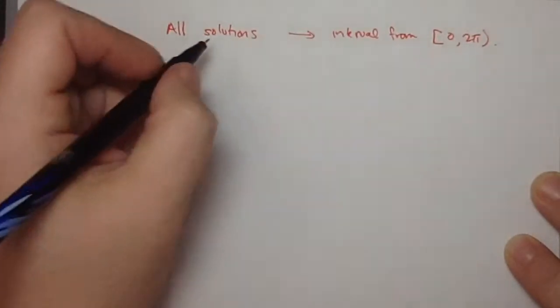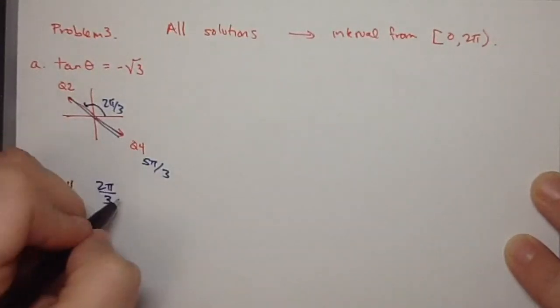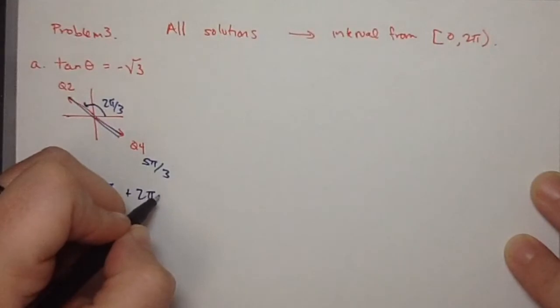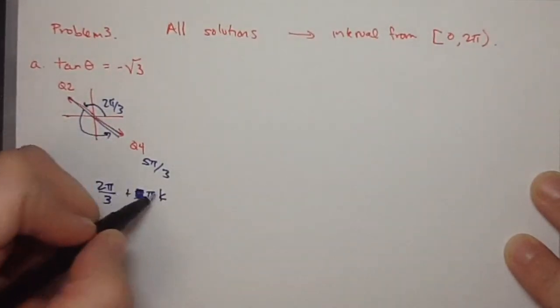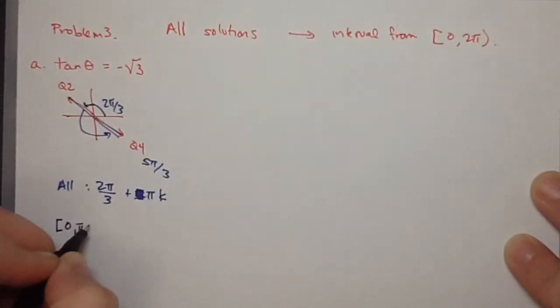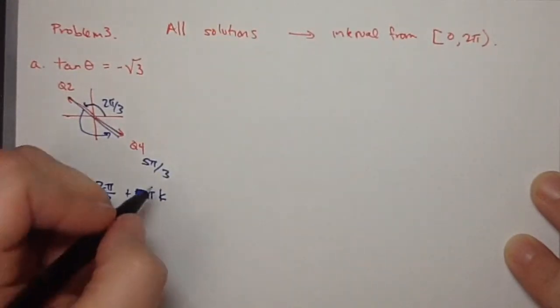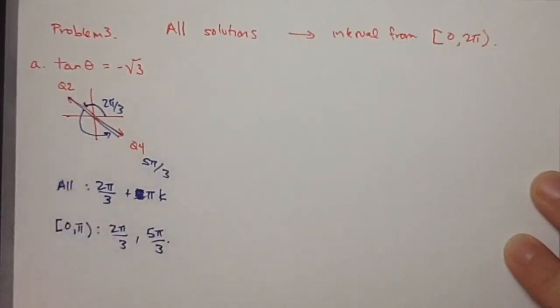So all solutions would then be 2 pi over 3 plus, not 2 pi, just 1, because it only takes 1 to get there, right? Just pi k. And then on the interval from 0 to 2 pi, our solutions are 2 pi over 3 and 5 pi over 3. There we go. That's part A. So then let's do question B.